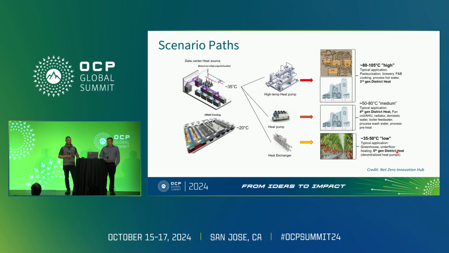Once we start looking at the medium temperature heat users, in the middle here, such as radiator heating or 4th generation district heating, and the high temperature heat users, breweries, pasteurization processes, other industrial processes, it's pretty likely that the heat reuse design will need to utilize some type of heat pump. And now I'm going to turn it over to David to discuss his experience with heat reuse at NREL.